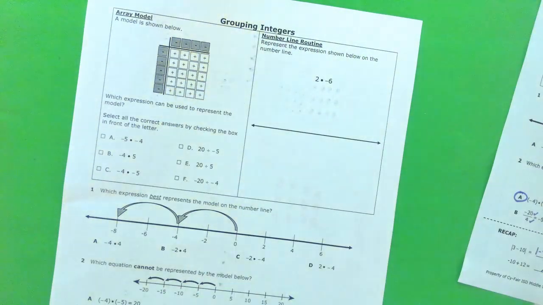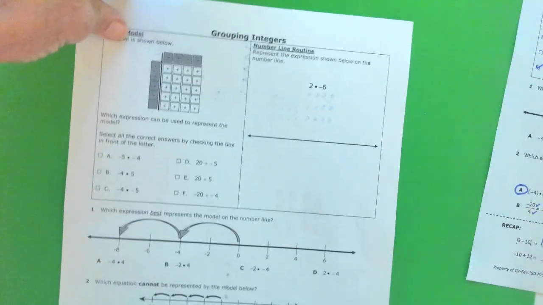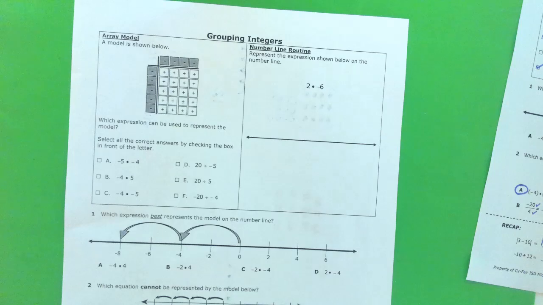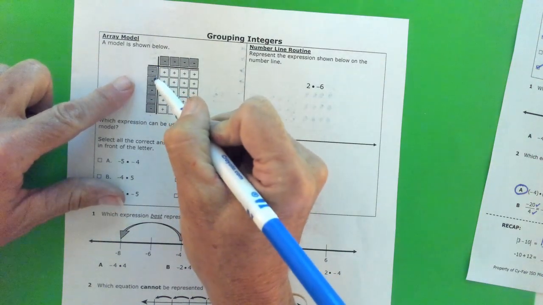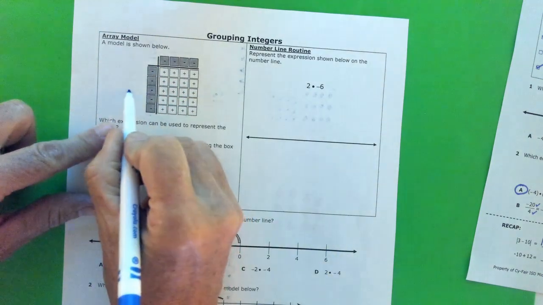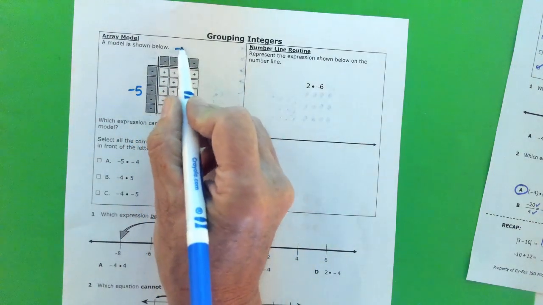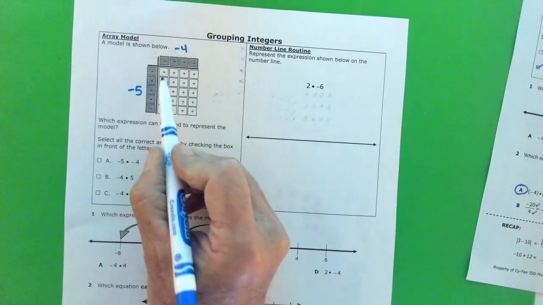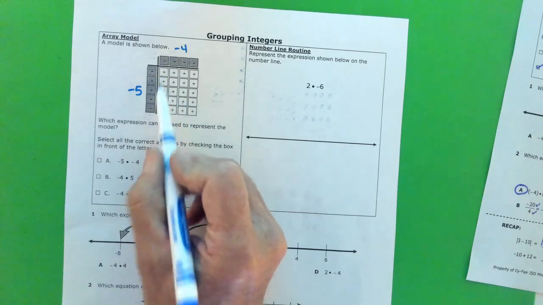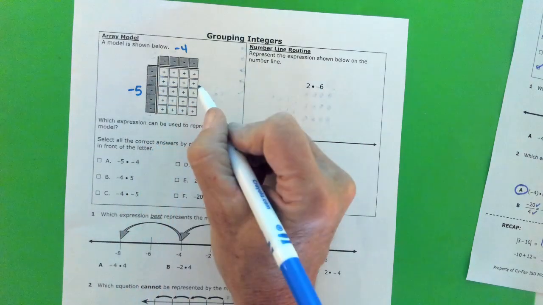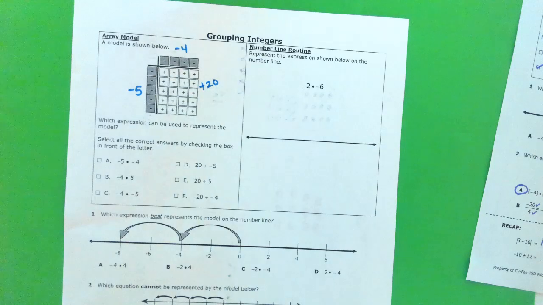Okay, here we go. This array model right here is showing us an actual math problem. So take a look. Down the side here, we have 1, 2, 3, 4, 5 negatives. So I would write negative 5 here. Across the top, we have 4 negatives right here. And then inside, we have 5, 10, 15. We have positive 20 inside. So which expression can be used to represent this model? Select all the correct answers by checking the box in front of the letter.